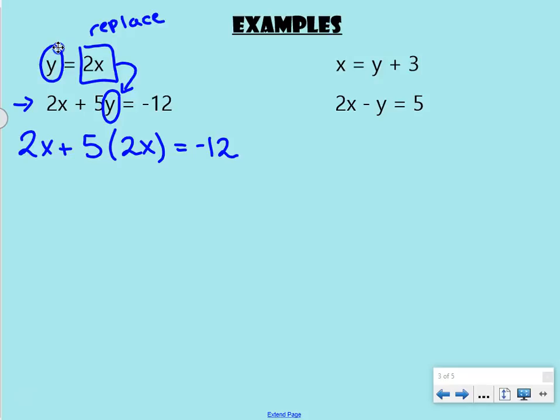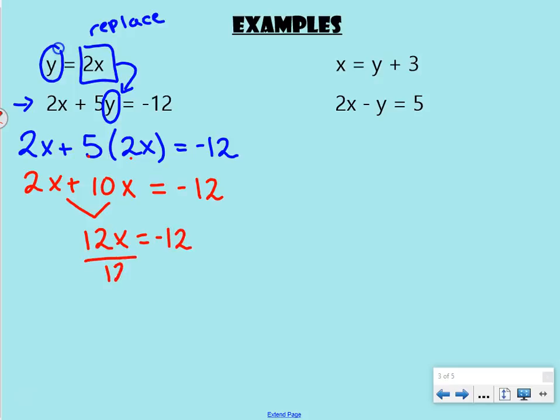Now we solve. 2x plus 5 times 2x is 10x equals negative 12. Put your like terms together. 12x equals negative 12. Get x by itself by undoing multiplication with division. x equals negative 1. Now we're not done because we also need y.